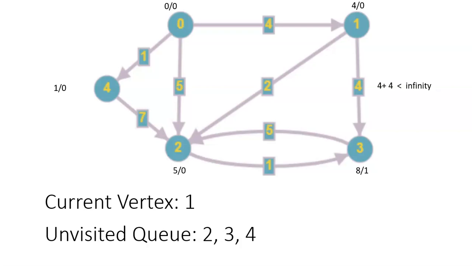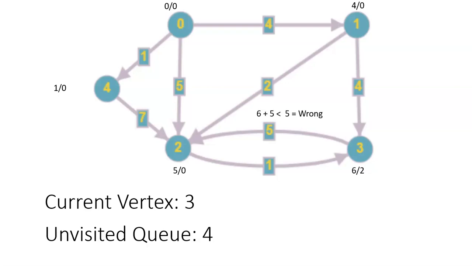Then we pop the queue, which is now onto vertex 2. For vertex 2, the only vertex that is adjacent is vertex 3. The current vertex distance is 5, plus the edge, which is equal to 1, which is equal to 6, which is also less than 8. So we replace vertex 3's distance with 6 and its predecessor with vertex 2. Vertex 2 has no more adjacent vertices, so we then move on to the next value off the queue.